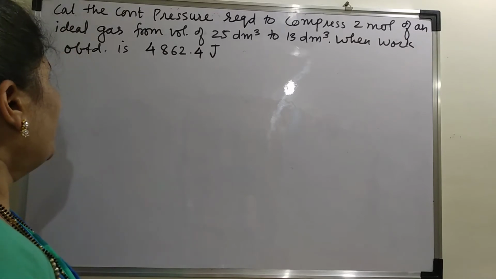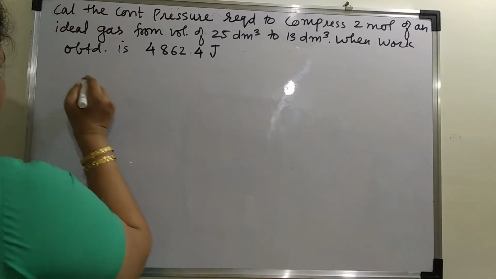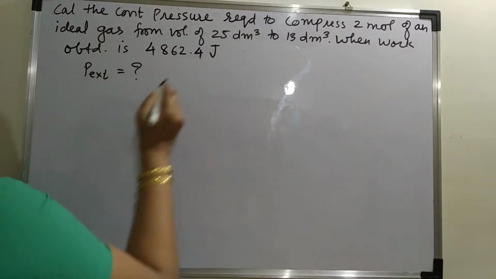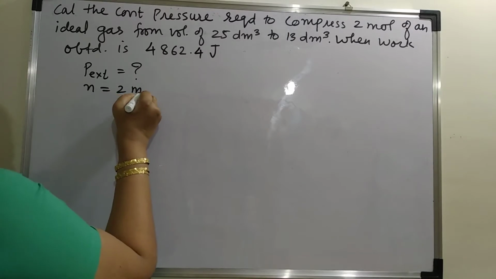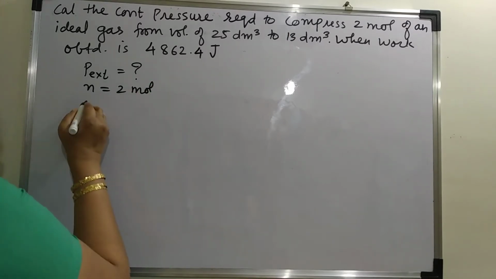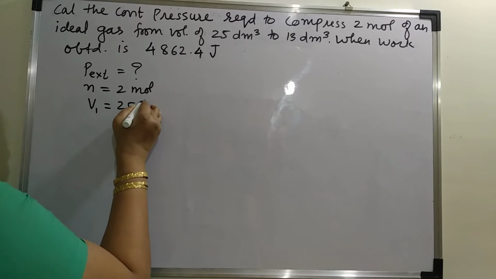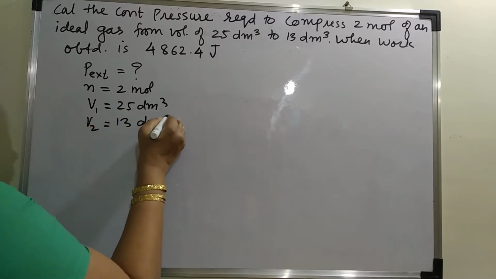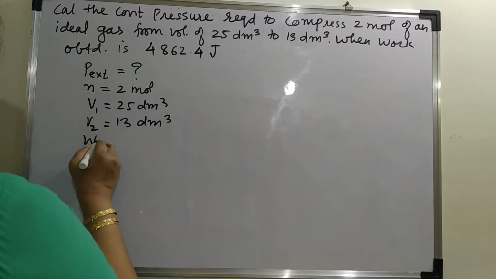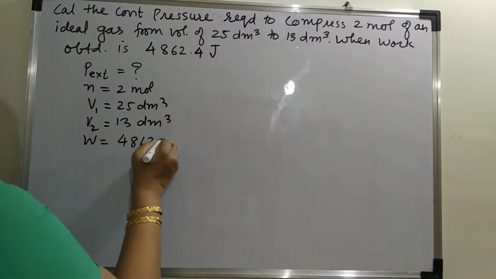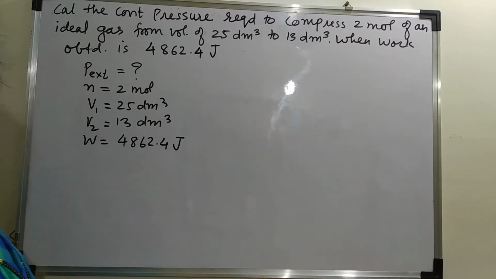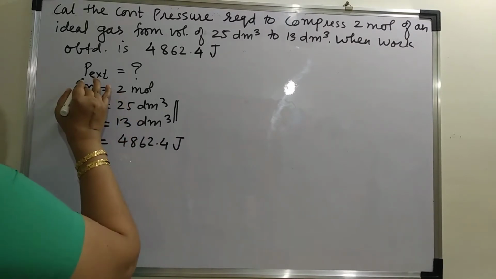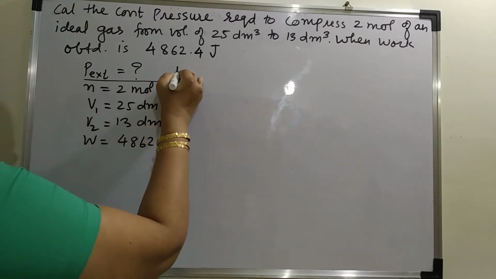Let us see this problem now. Calculate the constant pressure. So they are asking you to calculate the P external required to compress 2 mole of an ideal gas from a volume, so V1 is 25 dm cube, V2 is 13 dm cube. The gas is getting compressed and the work is given, that is 4862.4 J. It is very important to note here that the volume which is given here is in dm cube. The pressure that you can get here can be in bar.